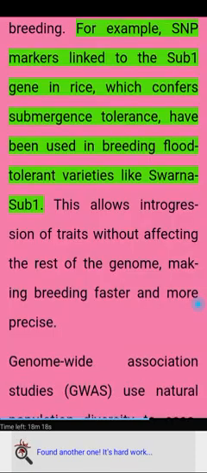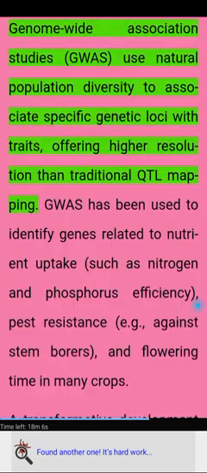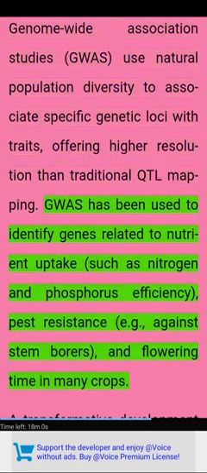For example, SNP markers linked to the Sub1 gene in rice, which confers submergence tolerance, have been used in breeding flood-tolerant varieties like Swarna-Sub1. This allows integration of traits without affecting the rest of the genome, making breeding faster and more precise. Genome-wide association studies (GWAS) use natural population diversity to associate specific genetic loci with traits, offering higher resolution than traditional QTL mapping. GWAS has been used to identify genes related to nutrient uptake, such as nitrogen and phosphorus efficiency, pest resistance, e.g., against stem borers, and flowering time in many crops.